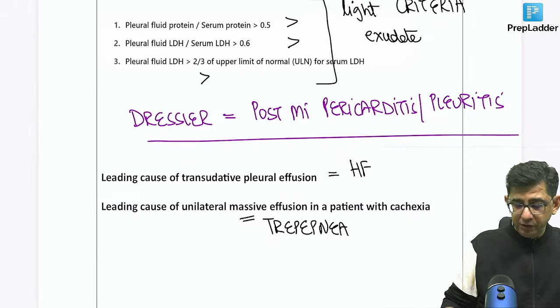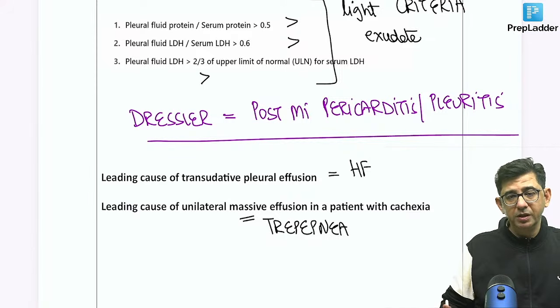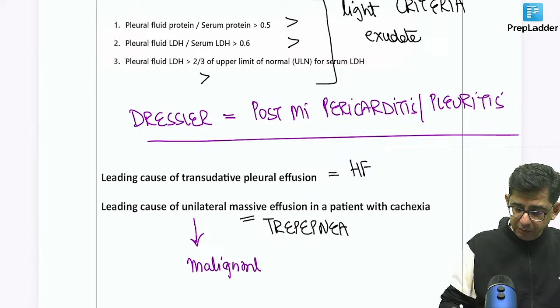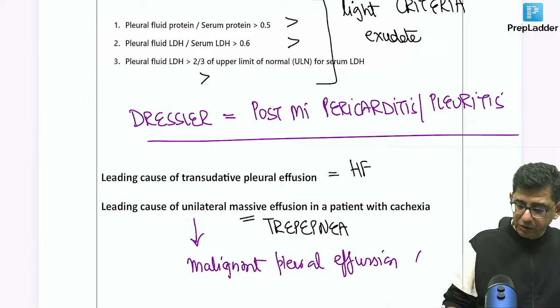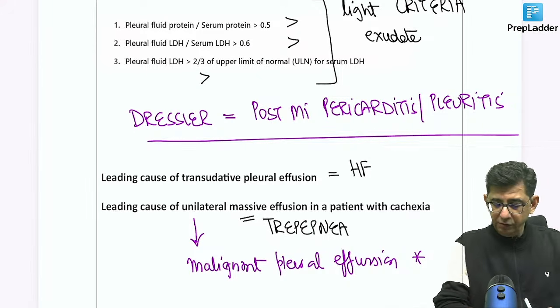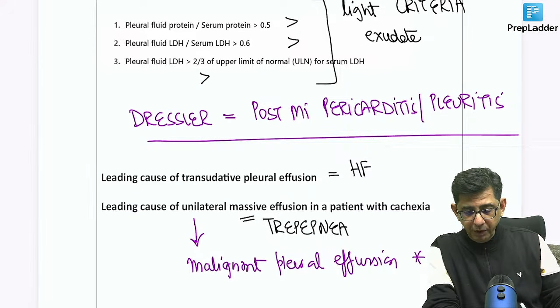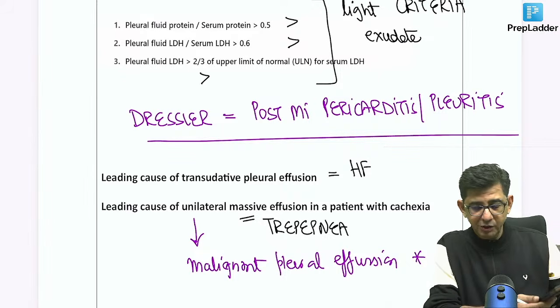And if it's a massive pleural effusion in a patient, and along with that trepopnea is also present, then it would be a malignancy that is to be considered. That would be a malignant pleural effusion, meaning lung cancer is being talked about. It is a malignant pleural effusion where lung cancer would be present. Okay. Fine guys, unilateral massive effusion with cachexia, then you would be able to identify the aspects here.